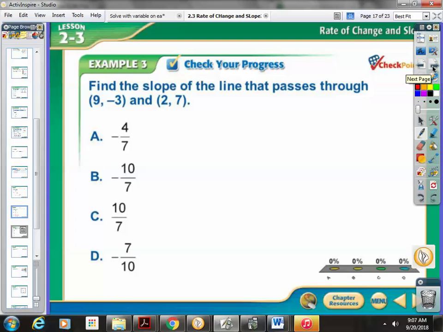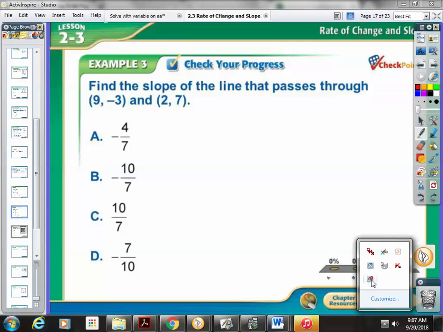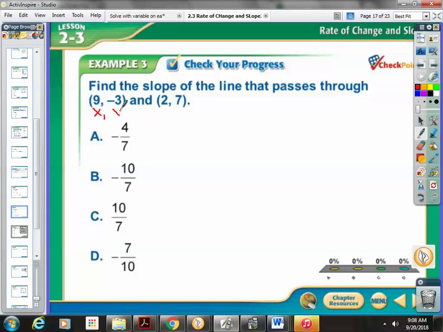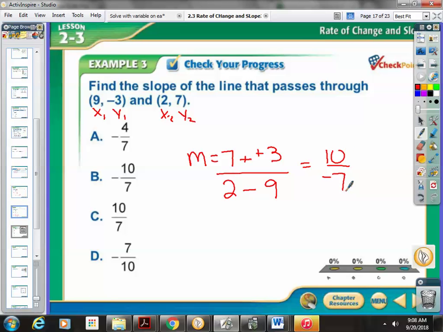Find the slope of the line that passes through these two ordered pairs. When we substitute into the formula, we should get 7 minus a negative 3 divided by 2 minus 9. 7 minus negative 3 is really 10, and 2 minus 9 is negative 7. Did you get negative 10/7?